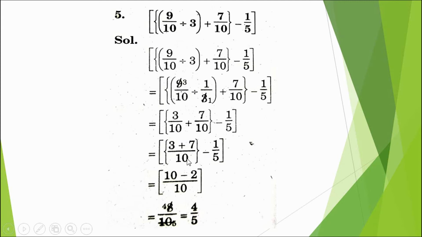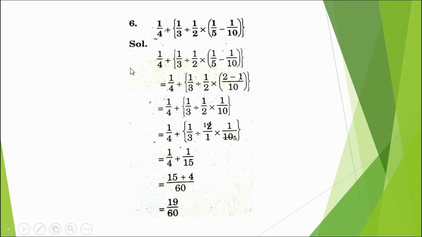Now we take the LCM of 10. The answer will be 10. When we add 7 and 3, answer will be 10. When we add these values, 10 by 10 minus 1 over 5. Now we take the LCM of 10 and 5, answer will be 10. 10 comes as it is, minus 2 comes. When we minus 2 from 10, answer will be 8 and denominator will be 10. 2 5s are 10, 2 4s are 8. Answer will be equal to 4 over 5.